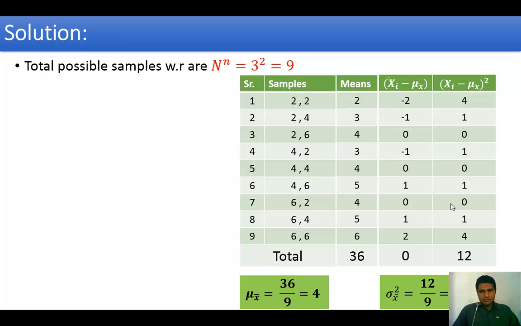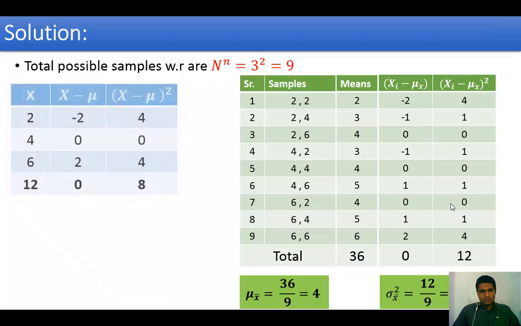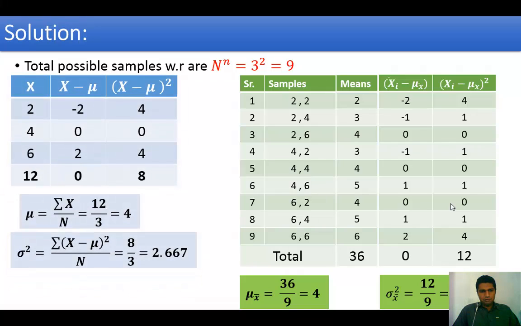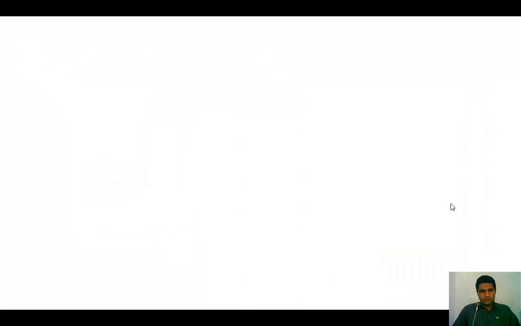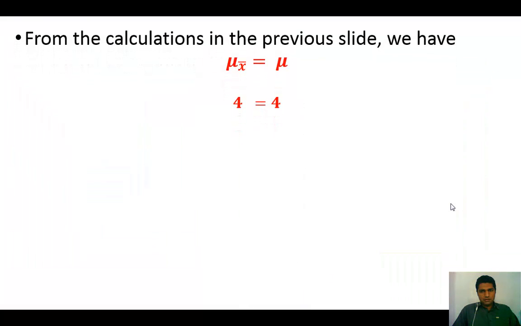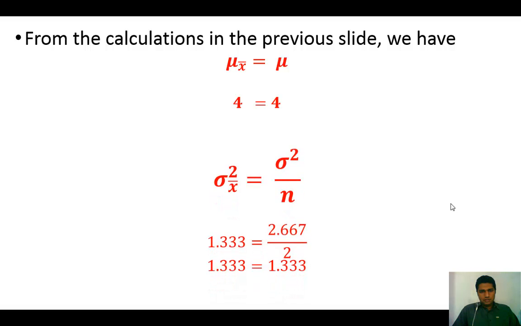Once we have done this, we will move on to the population, and we will compute the simple mean and variance of the population. Once we compute the mean and variance of the population, we can verify the properties of the sampling distribution of x bar. Now from the calculation in the previous slide, you can verify that mu of x bar is equal to mu, and this is true for all kinds of populations and all kinds of samples. Similarly, we can prove that the variance of x bar is equal to the ratio of the variance of the population and the sample size.